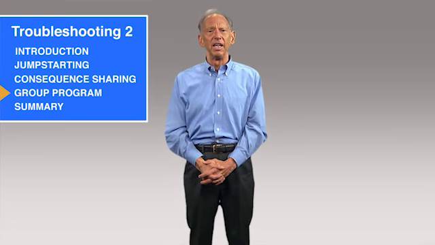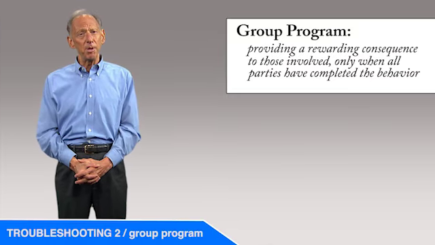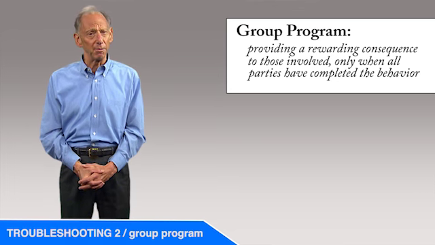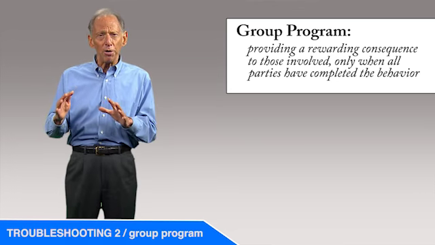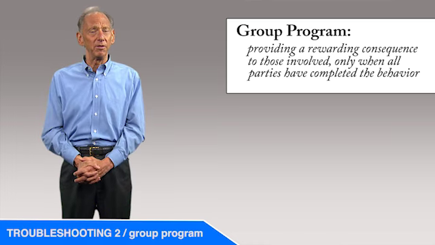Third and final advanced technique for troubleshooting is to use a group program. Now, here a group means a minimum of 2 people. It could be a child and a sibling or all the children in a home. Here the behavior of each individual must be performed to receive some rewarding consequence. For example, for both siblings, both rooms might need to be cleaned up fairly well for each of them to receive some privilege or points.